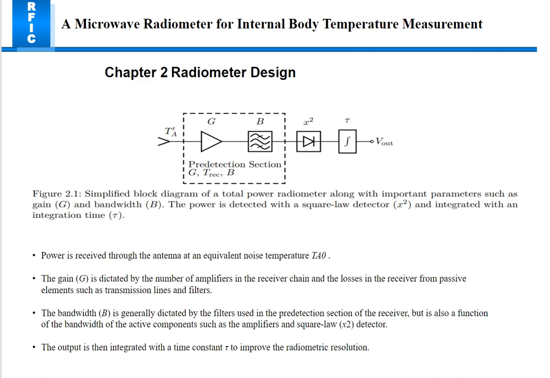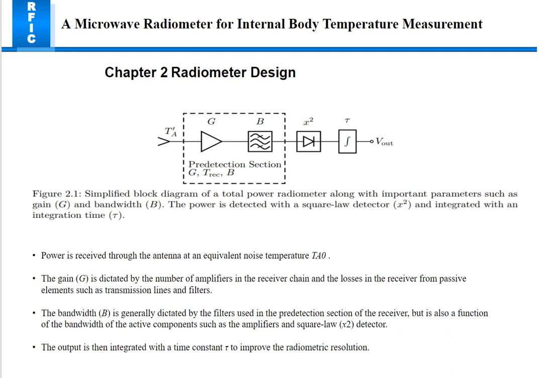In the second chapter, which I also mentioned in the previous presentation, Chapter 2 on radiometer design, I'm just summarizing quickly. In the simplified radiometer design, it is a block diagram of a total power radiometer along with important parameters such as gain, denoted G, and bandwidth, denoted B.